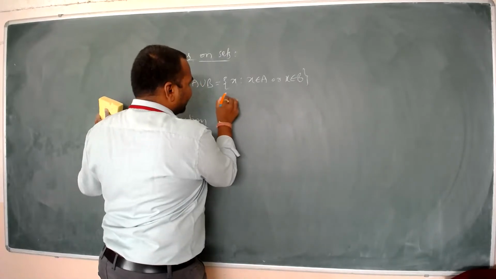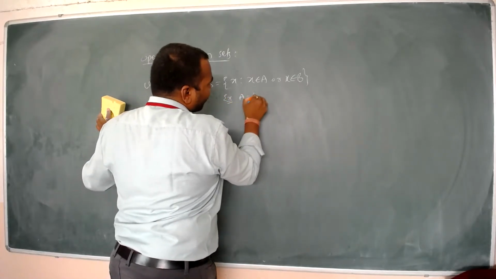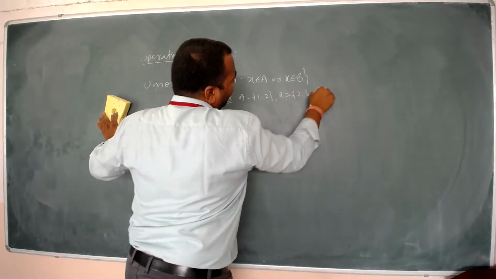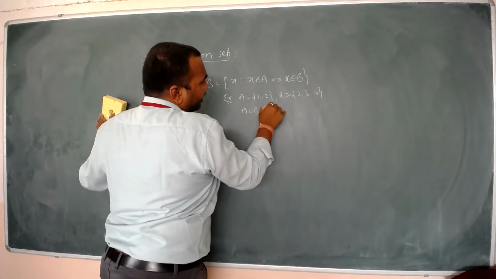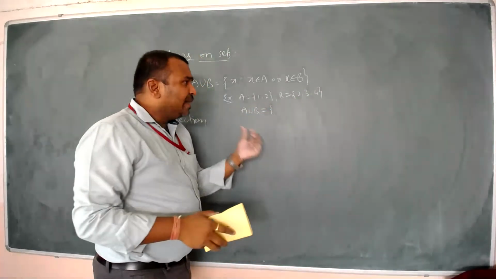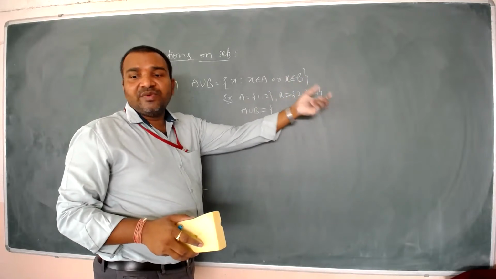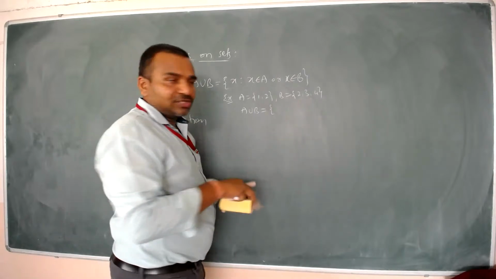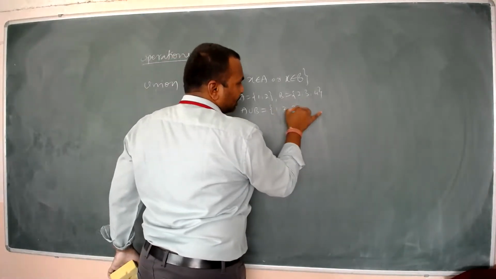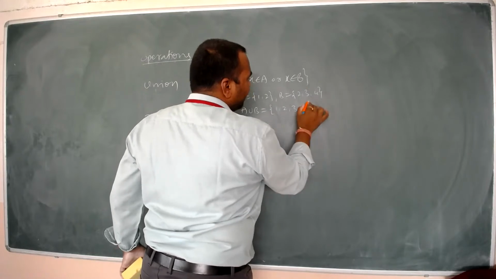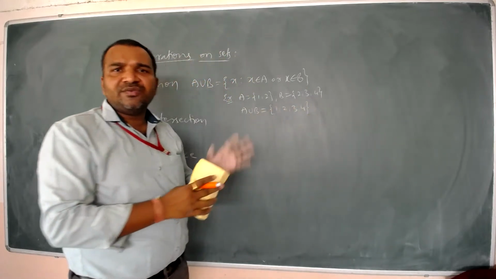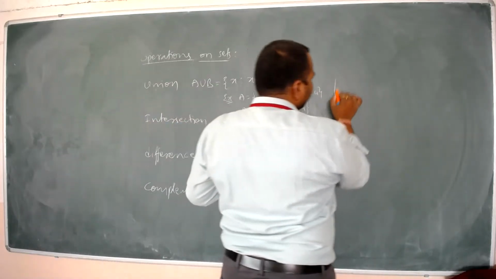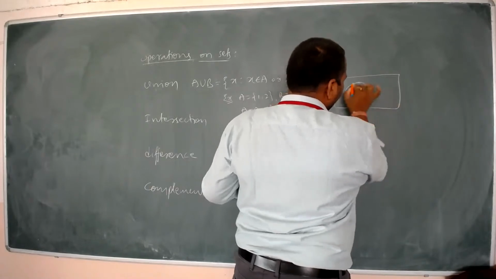See here, I will write one example. A equal to 1, 2, B equal to 2, 3, 4. Now I want to write A union B. A union B is nothing but the elements which belong to A or B, which means we have to write all the elements of A and also B. So 1, 2, 3, 4. Simply remember, we have to combine the elements of two sets. That is union. We can represent this union using a Venn diagram also.